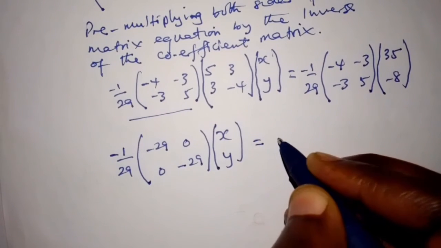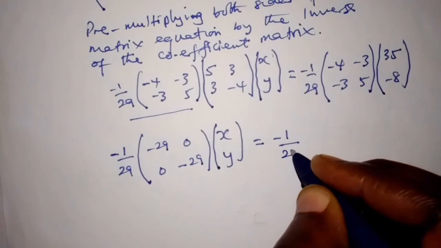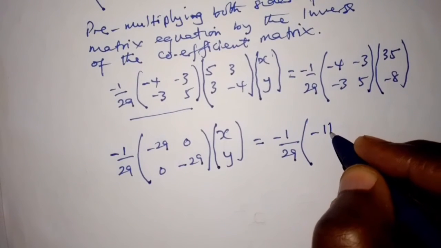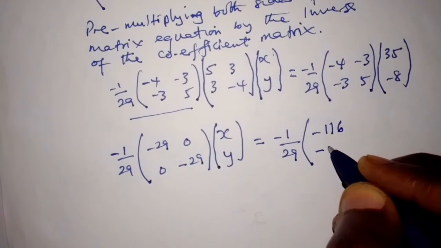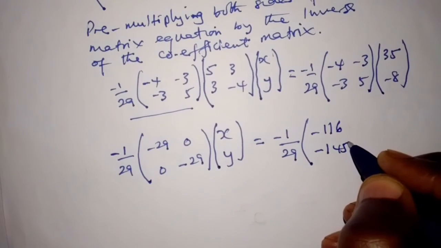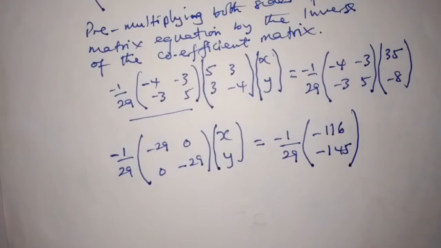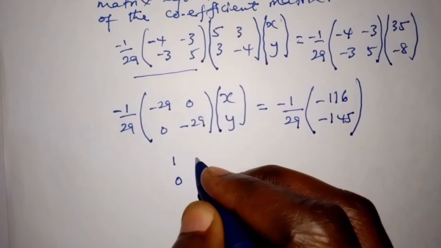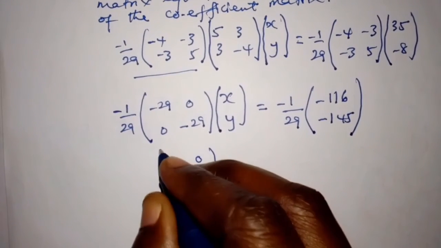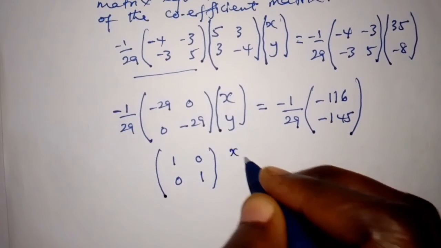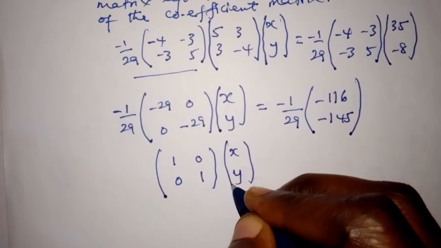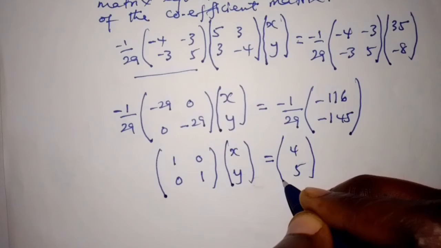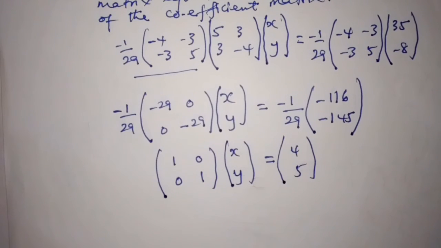This is giving us negative 1 over 29, the matrix negative 116, negative 145 on the right side. And the left side gives us the identity matrix 1, 0, 0, 1, times x, y, and this is going to give us 4, 5.